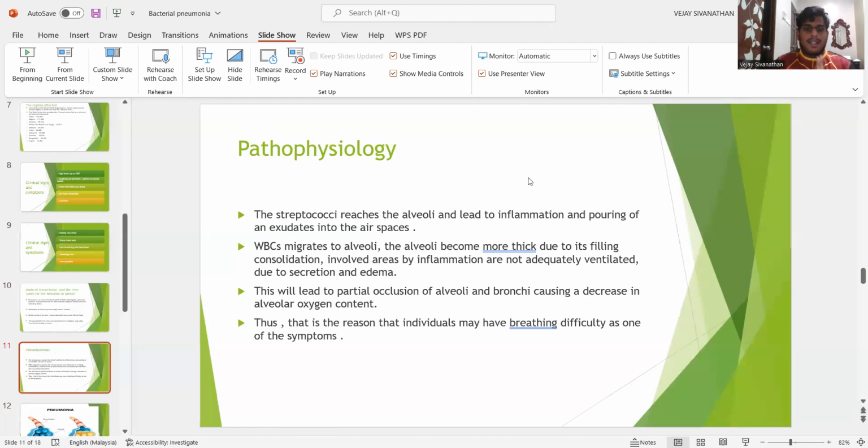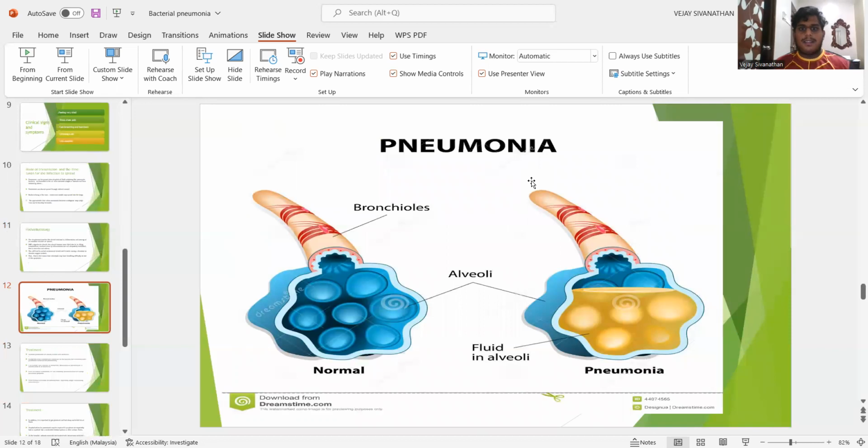Besides that, this will then lead to partial occlusion of alveoli and bronchi, causing a decrease in alveolar oxygen content. This is the reason that individuals may have breathing difficulty as one of the symptoms. This image basically shows a healthy individual that doesn't have pneumonia on the left, whereas on the right, it shows the alveolus of an individual that has pneumonia. It's shown that the alveolus of an individual that has pneumonia has fluid in the alveoli.